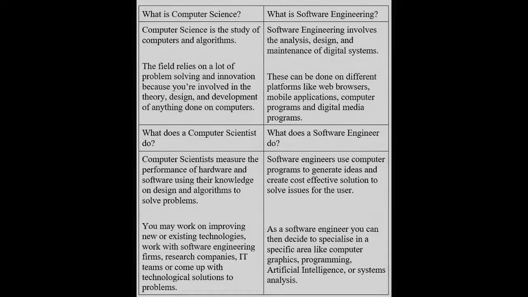Computer science is the study of computers and algorithms, so the field does rely on a lot of problem solving and innovation. You're mostly involved in the theory, design and development of anything done on computers. A computer scientist might measure the performance of hardware and software using their knowledge of design and algorithms to solve problems. So you might be working on improving new or existing technologies, working with software engineering firms, research companies, IT teams, or coming up with technological solutions to problems that people are having or a company's having.